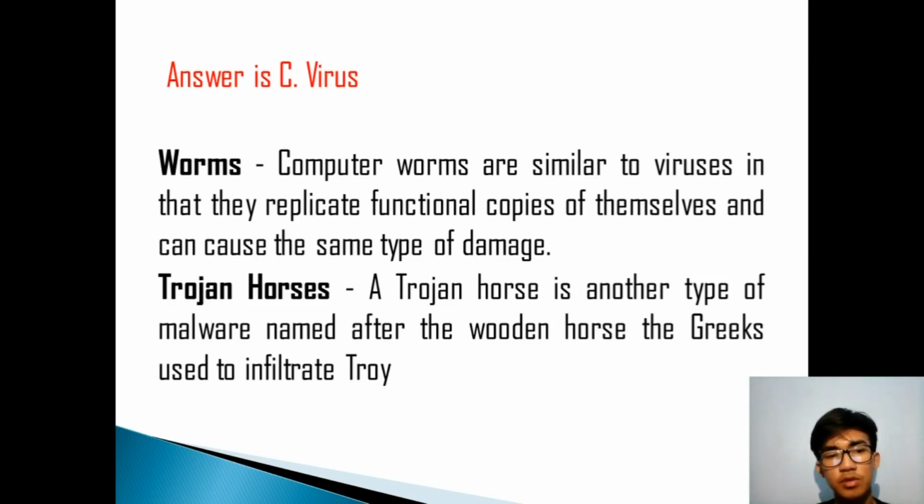To define worms: computer worms are similar to viruses in that they replicate functional copies of themselves and can cause the same type of damage. Trojan horse is another type of malware, named after the wooden horse the Greeks used to infiltrate Troy.